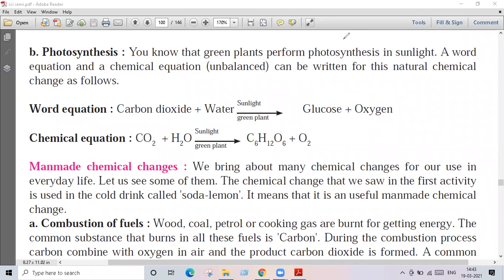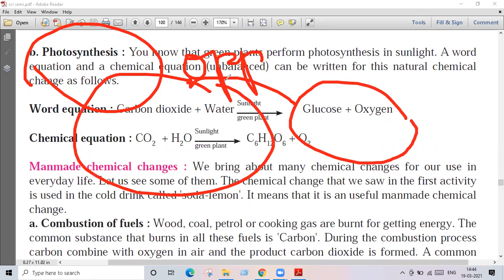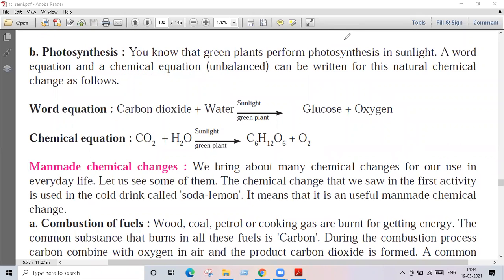Getting, guys? So you might have seen that this photosynthesis process is totally opposite of respiration. In respiration this was on the left hand side, and this was on the right hand side. But here this process is totally reversed. It is a completely opposite process.